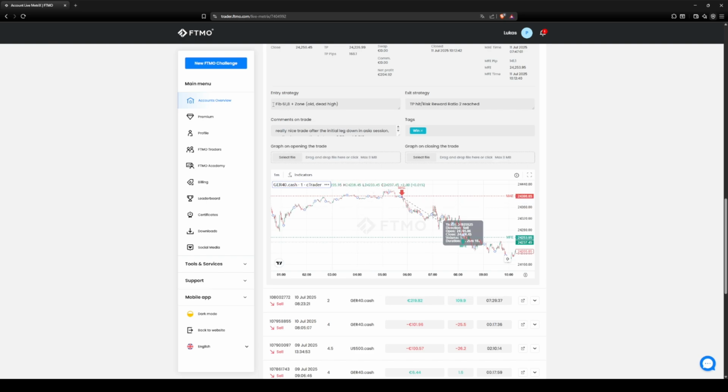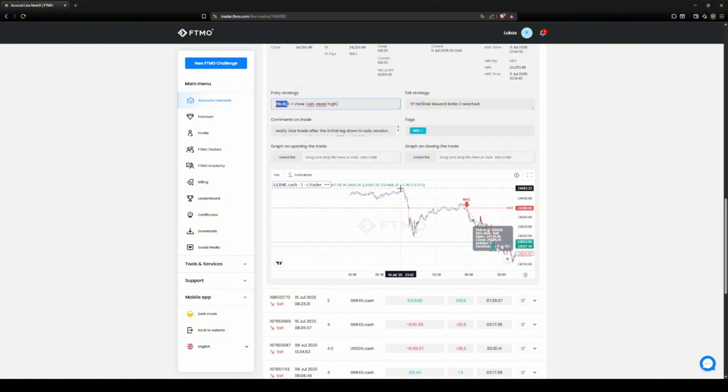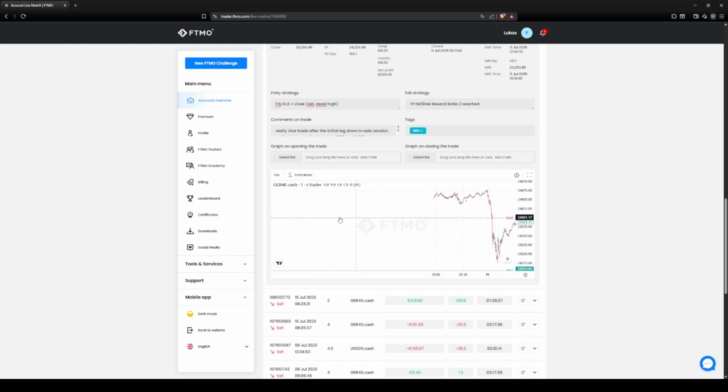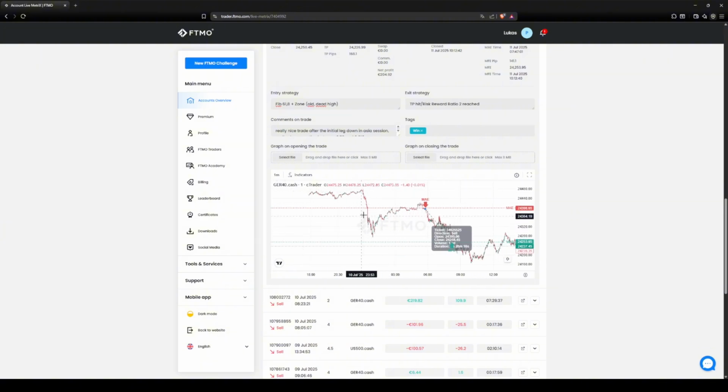And I also took a Fibonacci tool here. So I drew it on the initial push down, and then I took an old zone. You won't see it here, but it was further left in the chart.